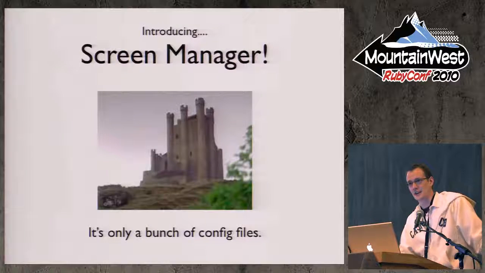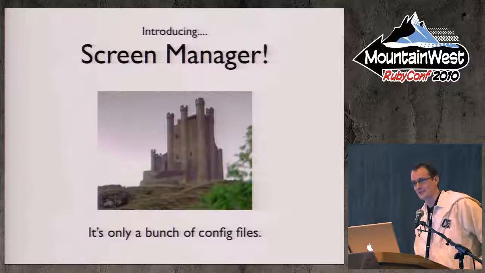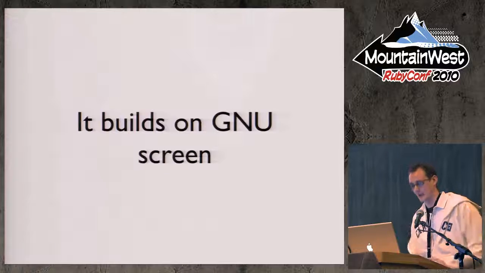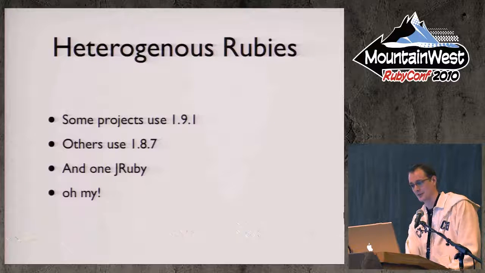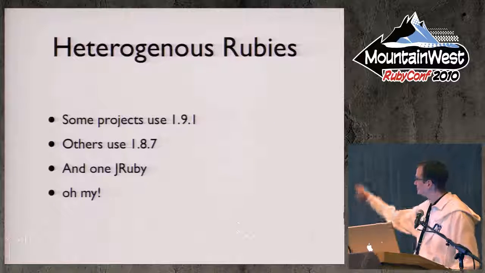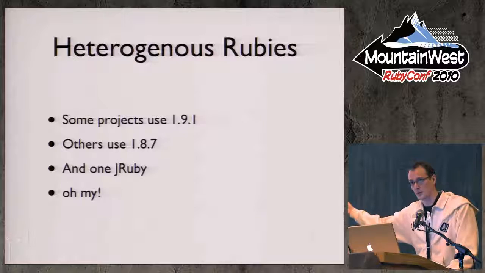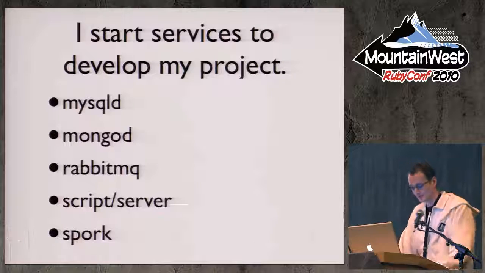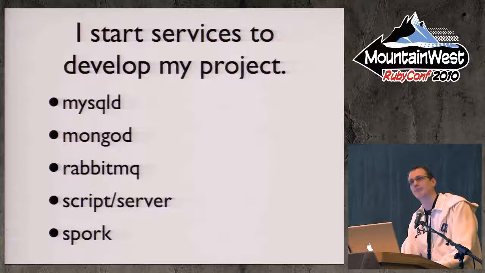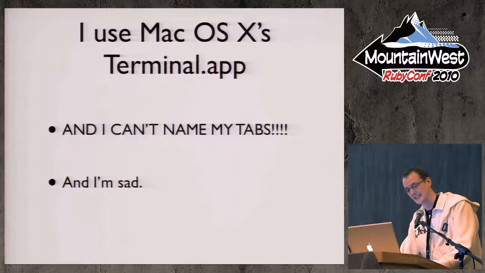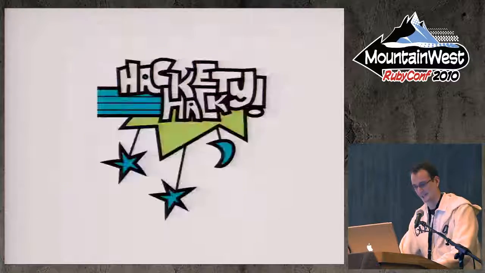Now, Screen Manager builds on top of GNU Screen. It's just a bunch of config files. Why do you want to use it? If you use different versions of Ruby with your projects, this would be helpful. Like, if you start services such as MongoDB, MySQL, RabbitMQ, etc., you might want it. Or if you're using Mac OS X's terminal app, you can't name your tabs, and that makes me sad.